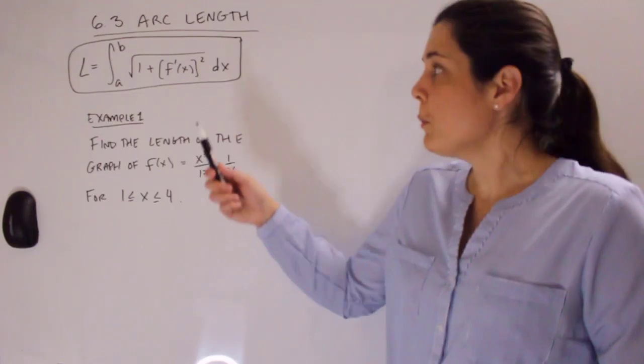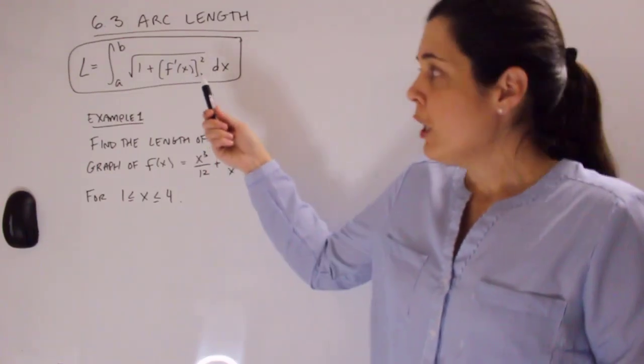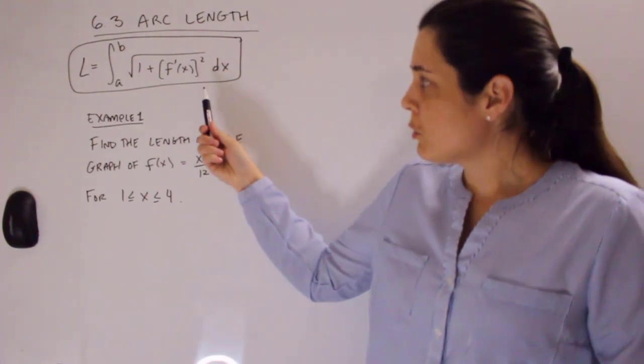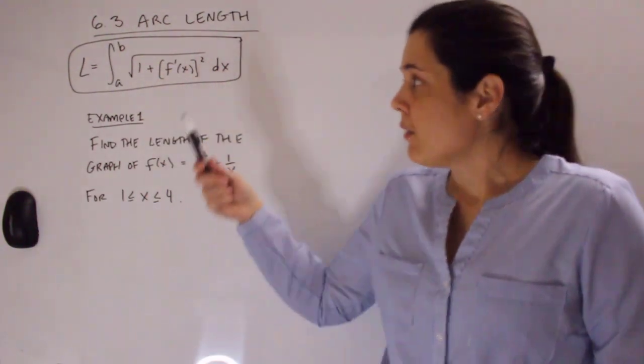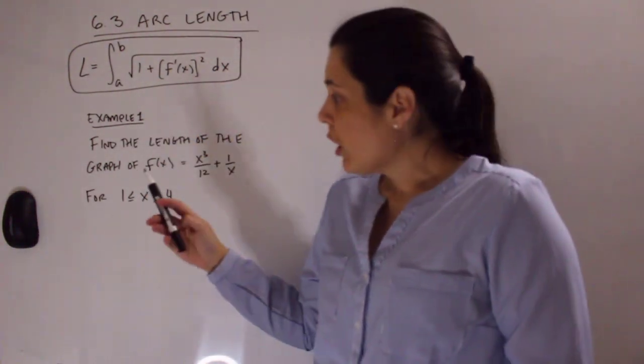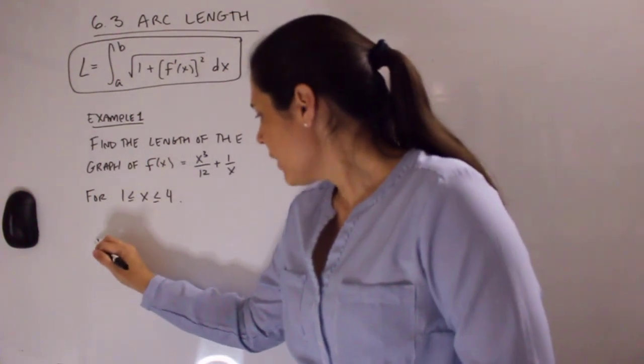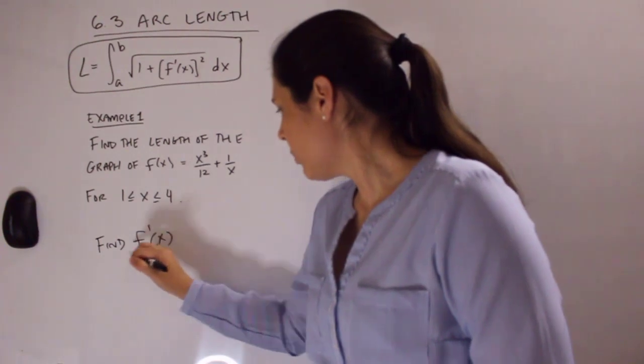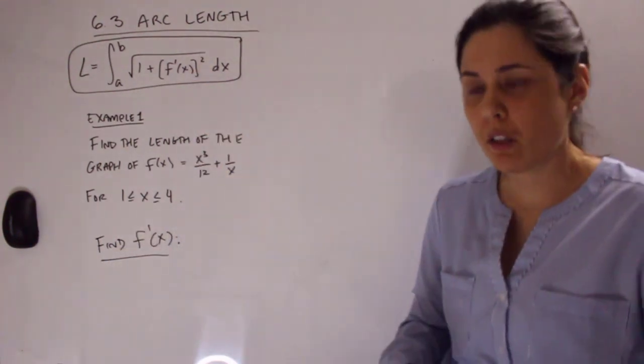Now, using our formula for arc length, notice what you need. You need the derivative of your function, and then after you find it, you need to square it, add 1, and eventually take the square root. So you do need to start with the derivative. Find f prime of x first. That's a good starting point because we need that as part of our integrand.